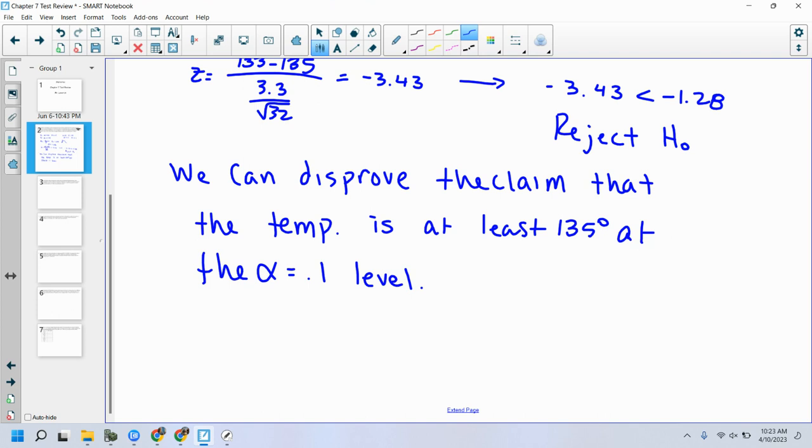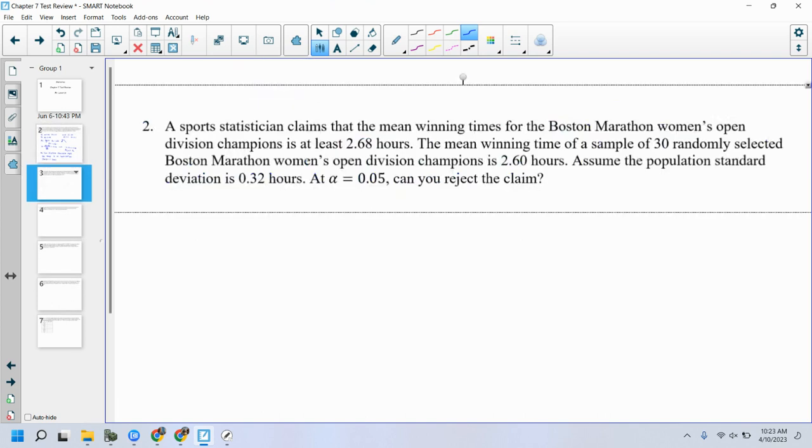Good there? All right, let's take a look at the next one. A sports statistician claims that the mean winning times for the Boston Marathon Women's Open Division champions is at least 2.68 hours. Right there.